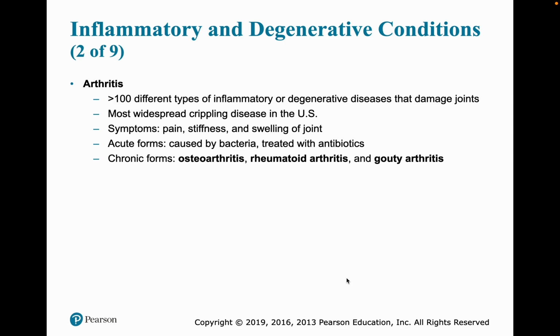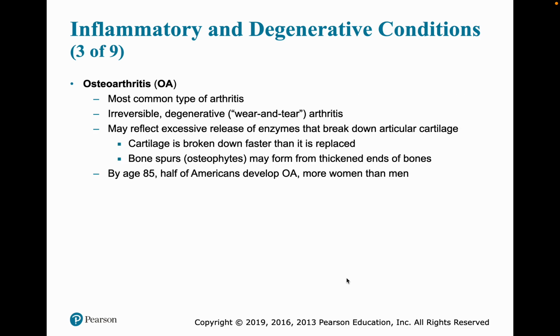Arthritis is actually a collection of diseases. There are at least 100 different types of this inflammatory or degenerative disease that damages joints. It is the most widespread crippling disease in the United States. Symptoms would include pain, stiffness, and swelling of the joint. There are some acute forms that can be caused by bacterial infections, which usually respond to antibiotics. There are also some drugs whose side effects can lead to an acute arthritis, and discontinuing those drugs would stop the arthritis. We'll focus on some of the chronic forms, the most common being osteoarthritis, and then rheumatoid arthritis, and then we'll talk about gouty arthritis.